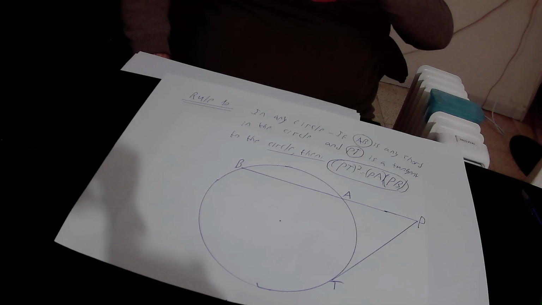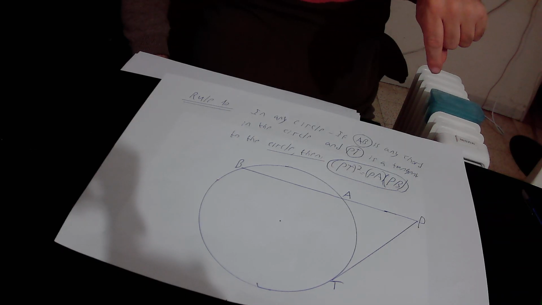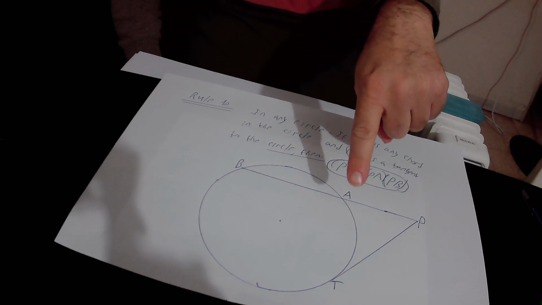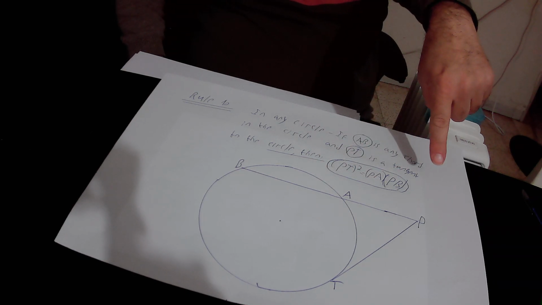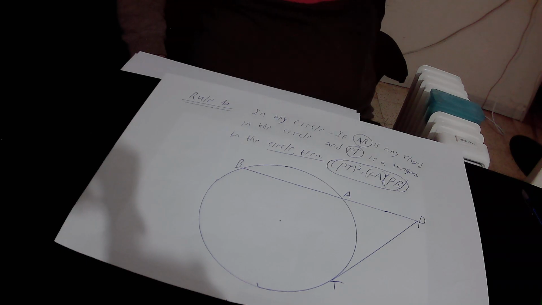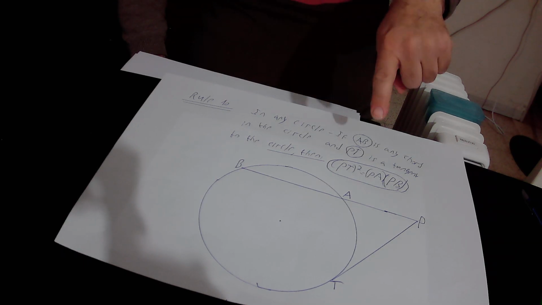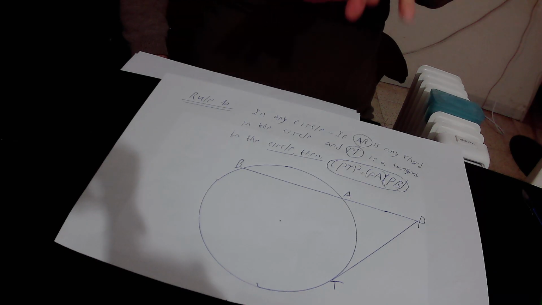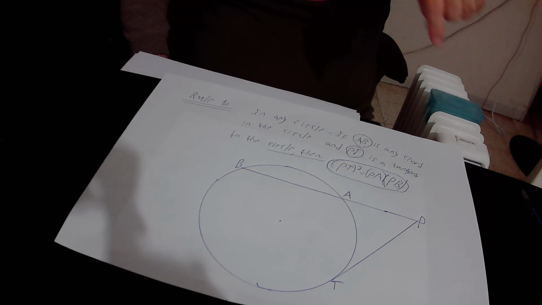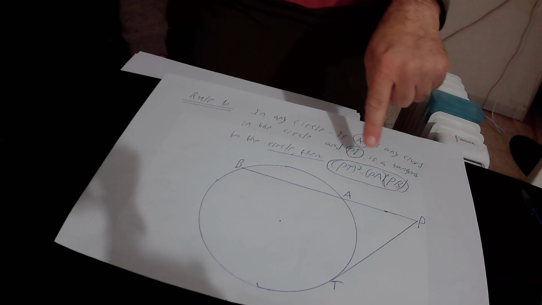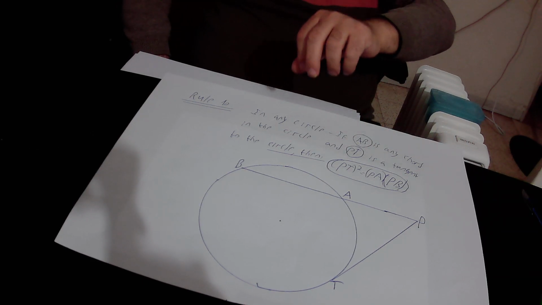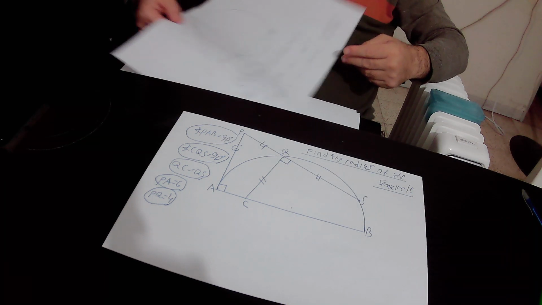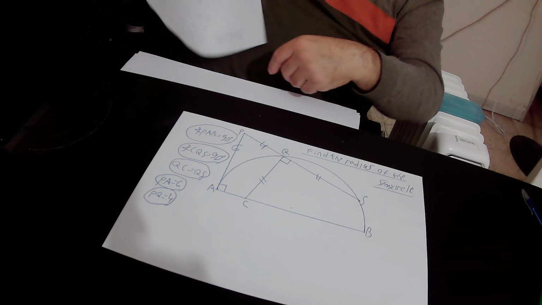Again, in the drawing, PT is tangent to this circle at point T, and line segment PB cuts the circle at points A and B. So the following equation is true: PT square equals PA times PB. Actually, we can implement rule number 10 in our drawing.